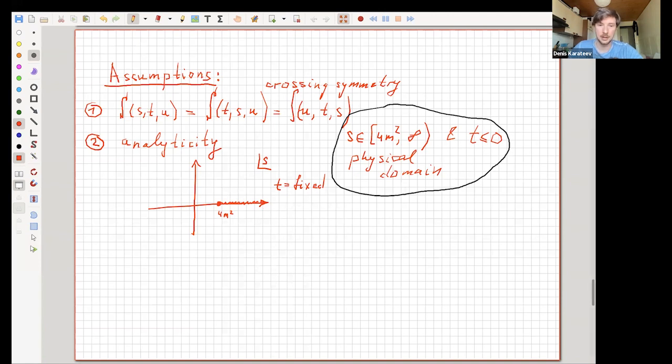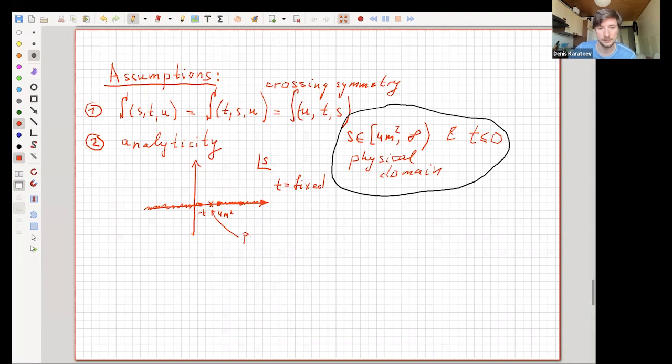In fact, there are many branch cuts. There are also branch cuts starting from 9m², etc. There are a bunch of branch cuts, but for practical reasons, we don't see them. So there's one branch cut starting from 4m², and this you can very nicely show using unitarity. Because of the crossing symmetry, there is another branch cut, which will start from minus t and go to minus infinity. And by unitarity, what else is allowed is that you might have some poles in this region.